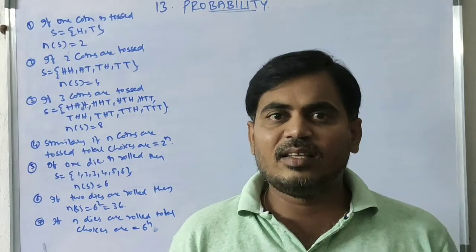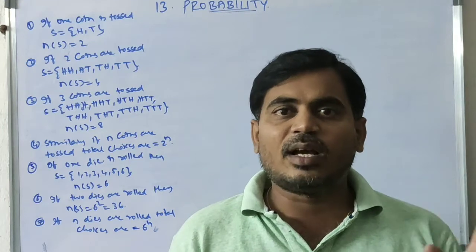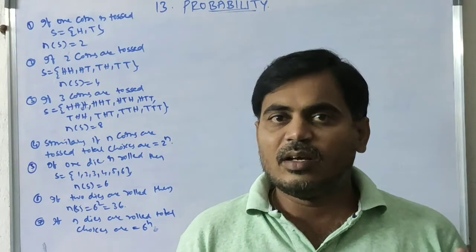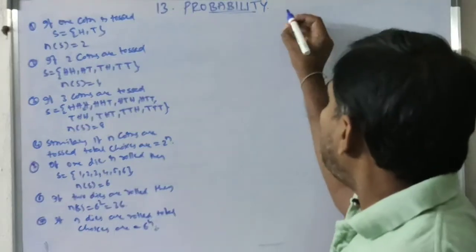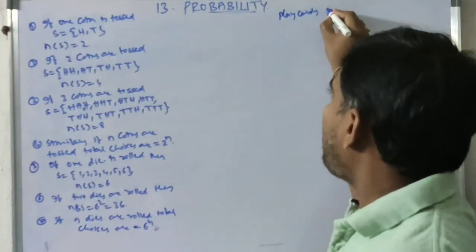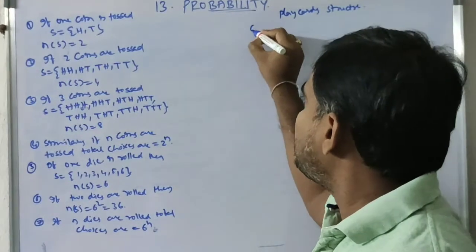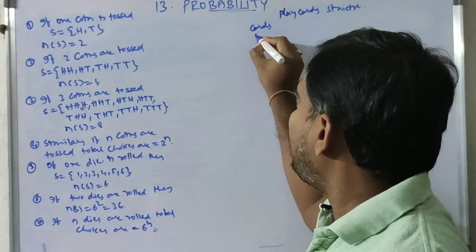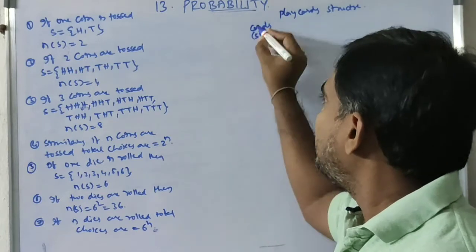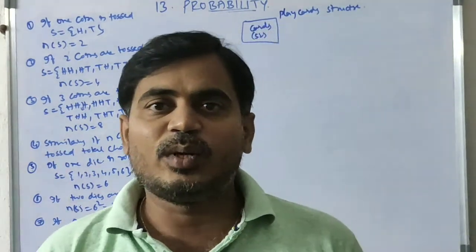We will discuss in this playing cards. Before that, you must get an idea about playing cards. Okay, so I am taking the playing cards structure first. Cards. Total how many cards in a set? Total in one set there exist 52 cards.